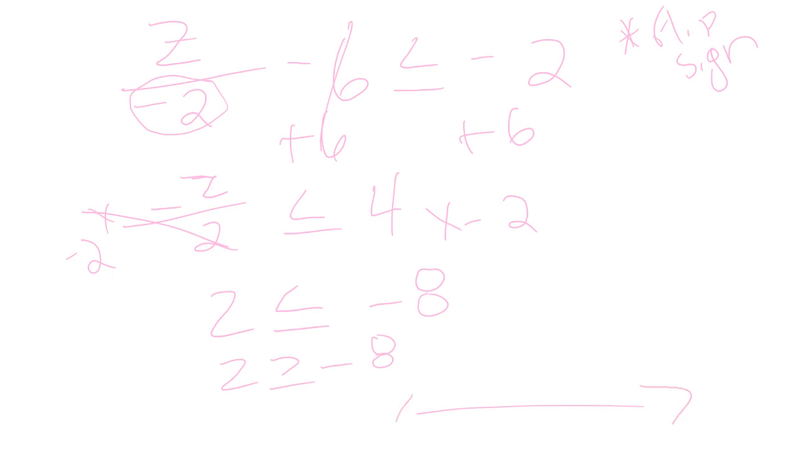Put that on a number line. Closed circle because it's equal to or greater than. There you go. And we'll do one last one with parentheses because we like those. Let's do negative 1/3 times p plus 9 is less than or equal to positive 4.